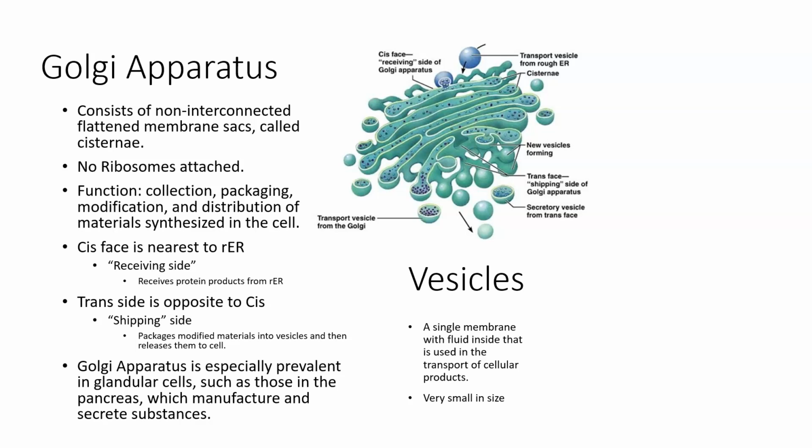Vesicles are these transport vehicles, so to speak. Vesicles are a single membrane that has fluid inside, essentially a fluid-filled bubble, that are used to transport cellular products. They're very small in size, and all they are used for is just a transport vehicle to transport the cellular products like within those glandular cells. If it is a hormone, or if it is a protein product that was produced by the pancreas cells, it's going to produce these products and then package them in vesicles to ship them out to other parts of the body, which is ultimately the purpose of those glandular type organs.